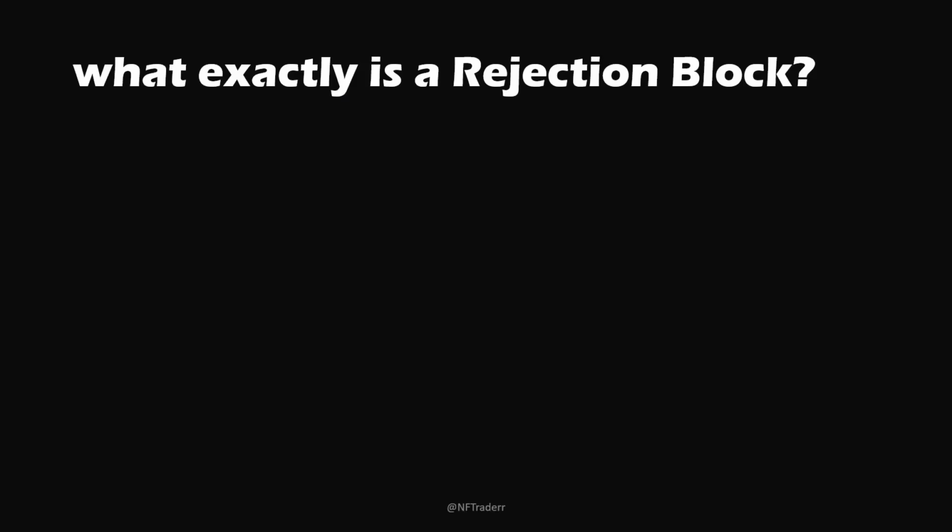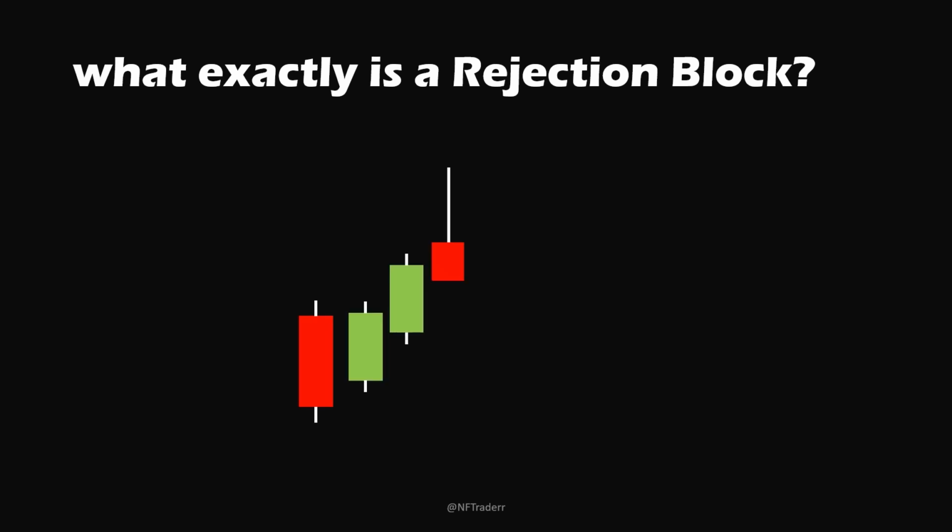What are rejection blocks? Alright, let's keep it simple. A rejection block is basically a buy or sell zone on the chart that shows up as big wicks, or shadows, on candles. These wicks happen when the market tries to push past a certain price level but gets rejected, kind of like the market saying, "Nope, not happening."